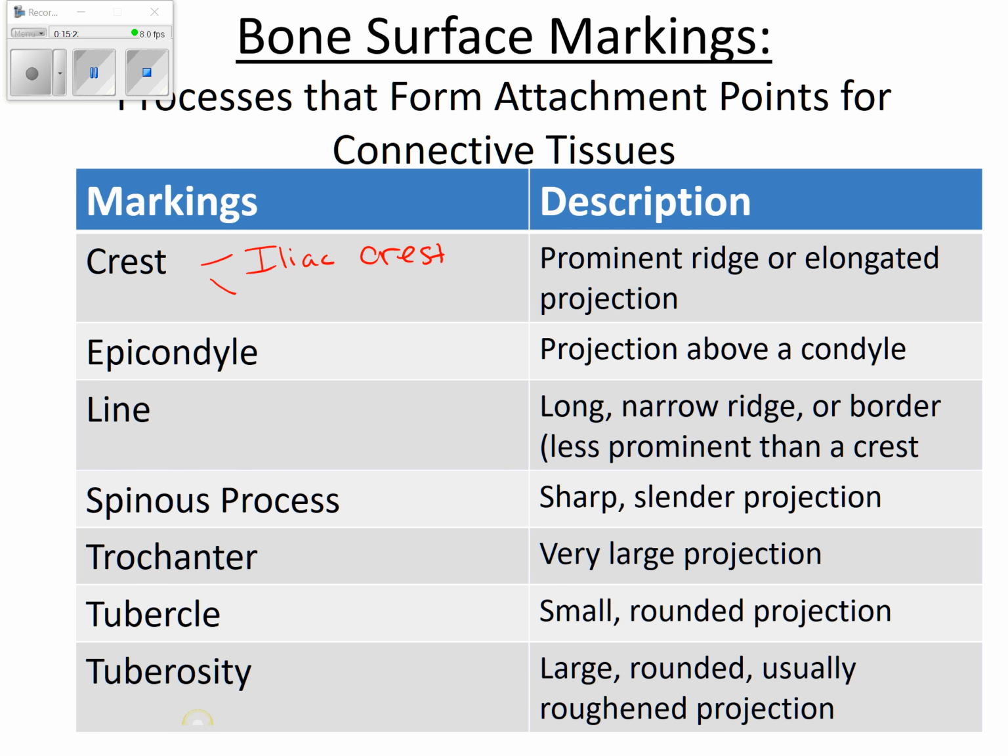Line, this is a long, narrow ridge or border. It's going to be less prominent than a crest. Spinous process, these are going to be sharp, slender projections. So we'll talk about the spinous process, of course, on the vertebra.